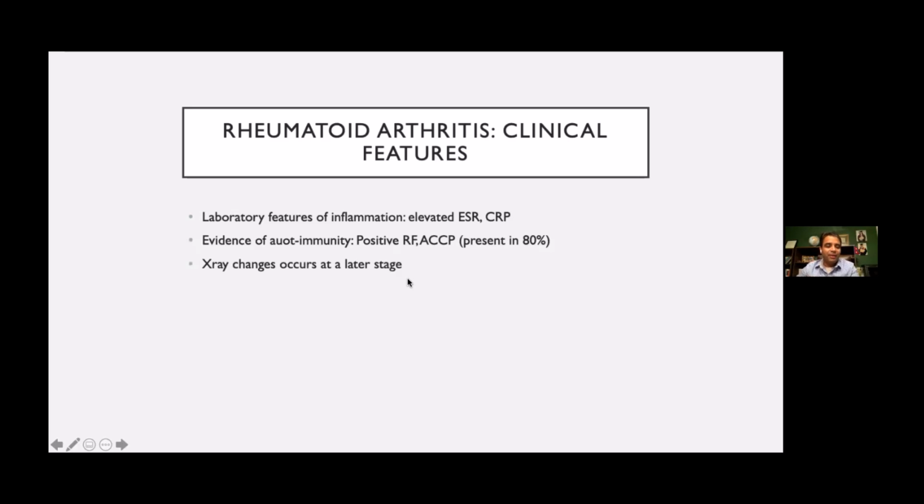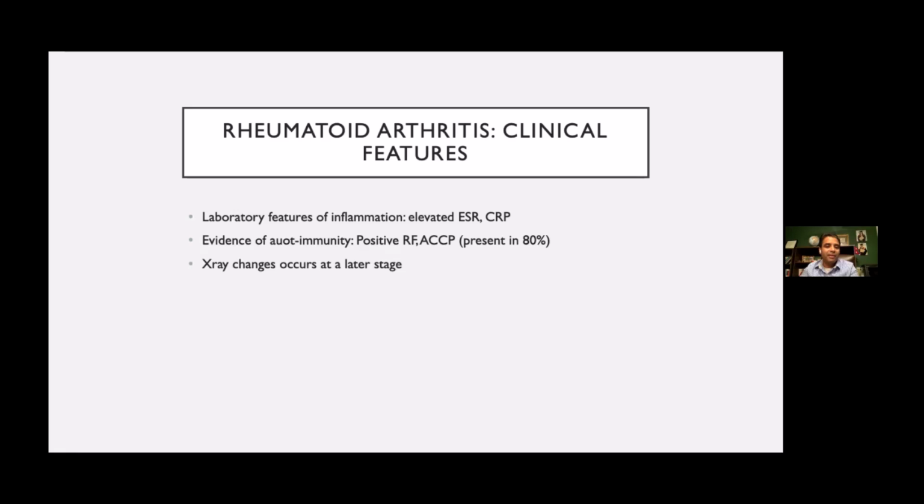Now, in the diagnosis, the further investigation that we typically do is to understand what is the level of inflammation. That is typically measured by either ESR or CRP. You could have elevation of ESR or CRP, or typically both, and that indicates there is ongoing inflammation. And as evidence of autoimmunity, you could have positive rheumatoid factor or positive anti-citrullinated peptide antibodies. That is present in almost 80% of the patients, and the rest 20% could have a seronegative rheumatoid arthritis.